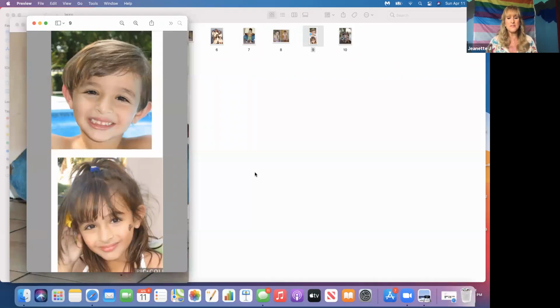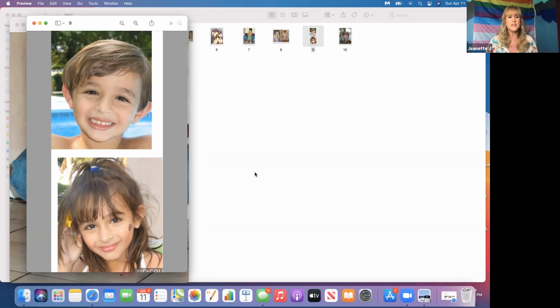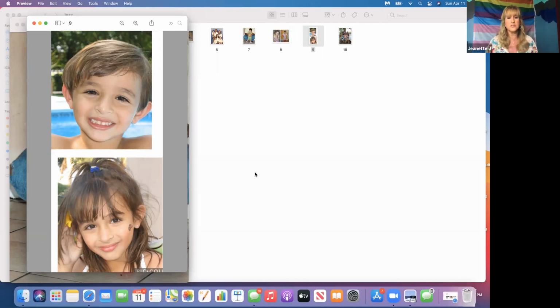And when it was time for her to start kindergarten, I went to the school ahead of time and I said, you know, I have a transgender child. They had no idea what I was talking about. You know, this was in 2006, so it wasn't really spoken about. And I said, I want to enroll her as a girl. And they basically ignored me.